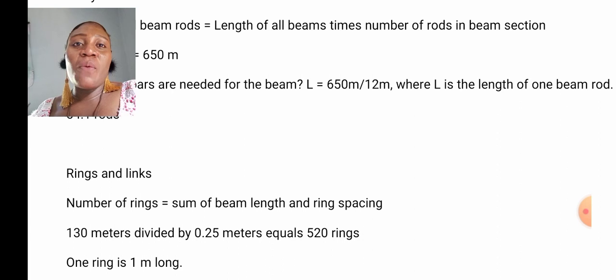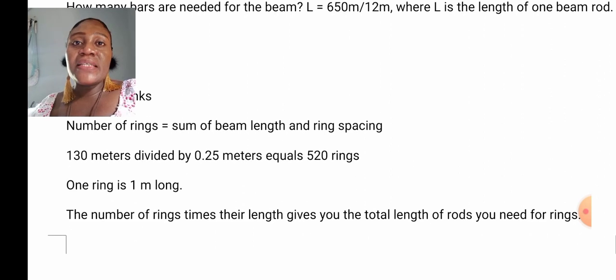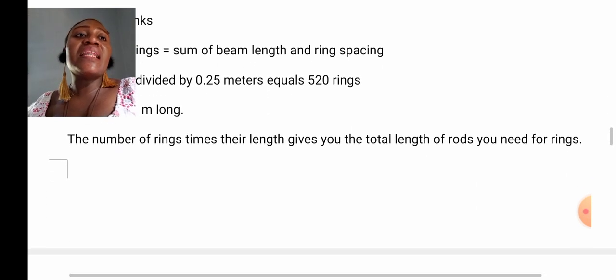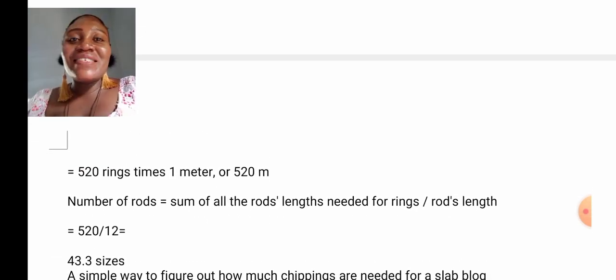Now the rings. How many rings do you want? The number of rings equals beam length divided by ring spacing. 130 meter divided by 0.25 meter equals 520 rings. One ring is 1 meter long. All right, so the number of rings times their length gives you the total length of rods you need for rings. Now 520 rings times 1 meter will give us 520 meter.